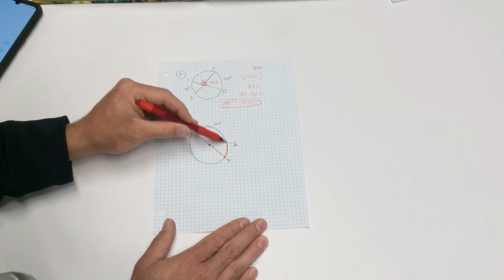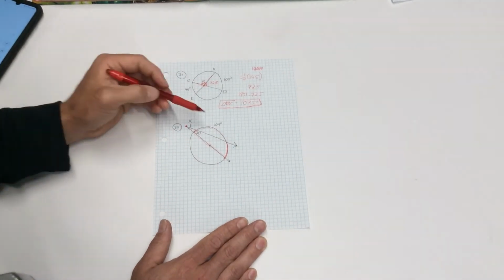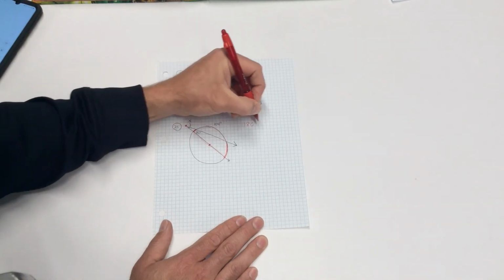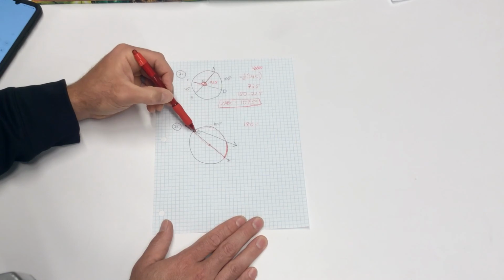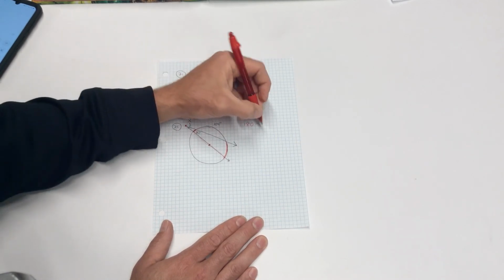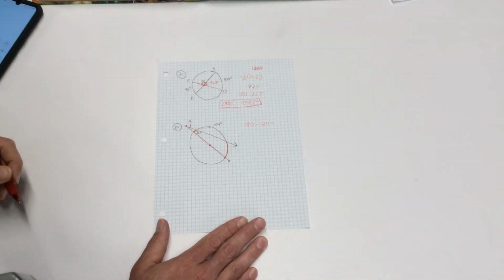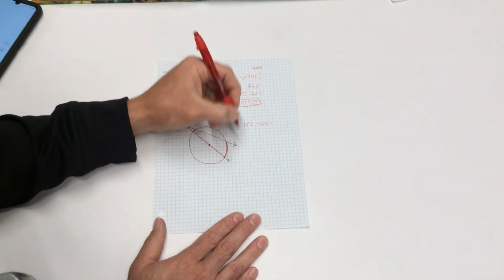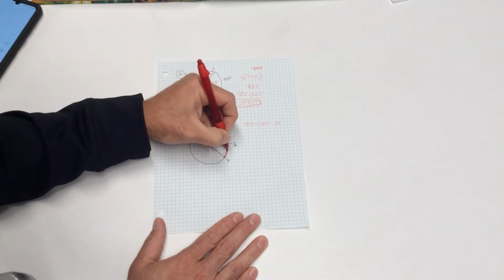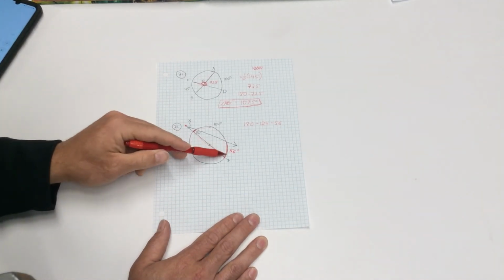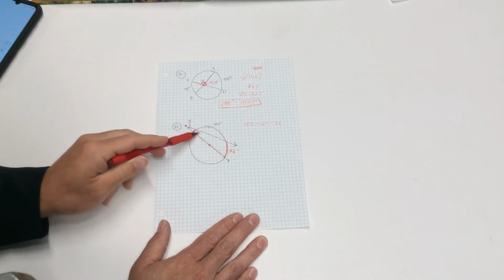This entire arc is half of the circle, so it's 180. So this plus this plus this equal 180. Or 180 minus 20 and 104, so I'm going to combine those to 124, is going to give me 56. Is that right? 56, yep. So that means this arc here is 56 degrees.